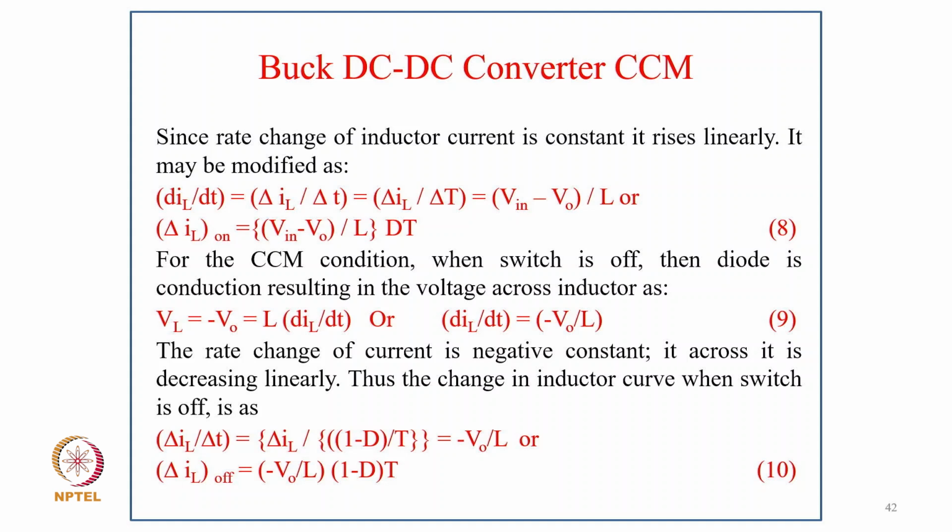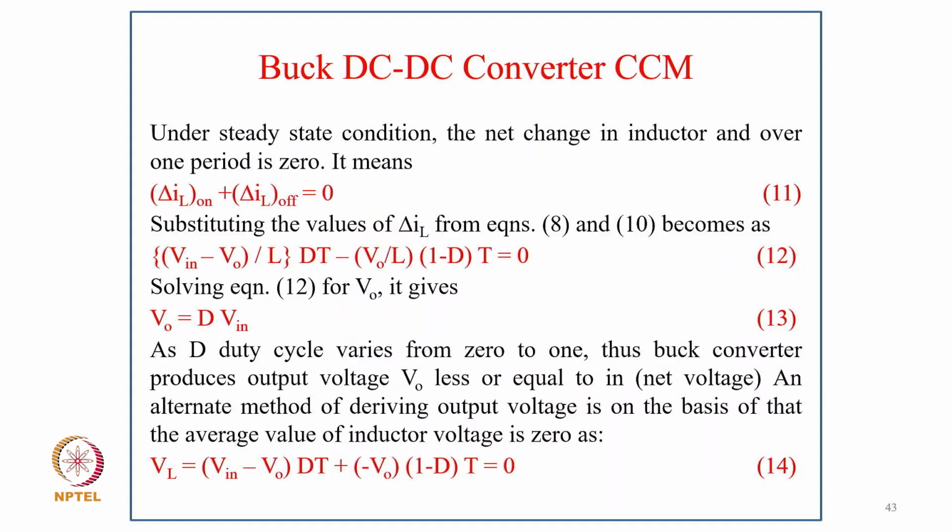For the CCM condition, when the switch is off, the diode conducts, resulting in the voltage across the inductor VL equals minus VO equals L di upon dt, or dIL upon dt equals minus VO upon L. So the rate of change of the current is a negative constant, and it is decreasing linearly. The change in the inductor current when the switch is off is delta IL off upon (1 minus D) T equals minus VO upon L, or delta IL off equals minus VO upon L into (1 minus D) into T.